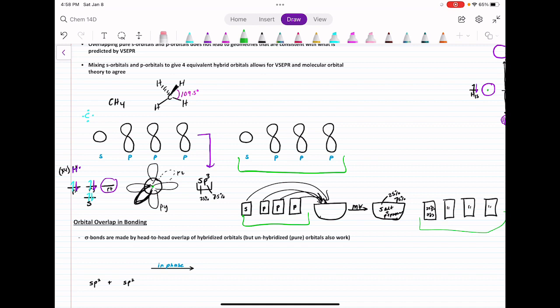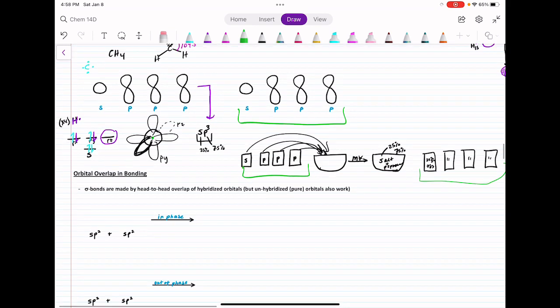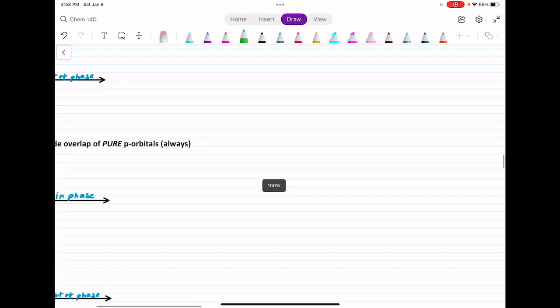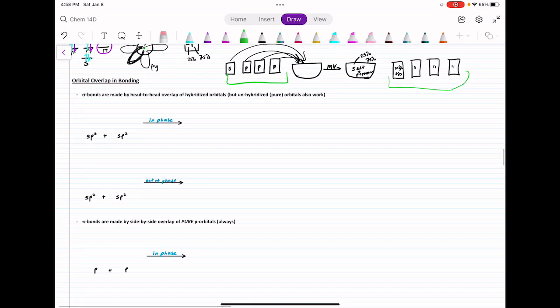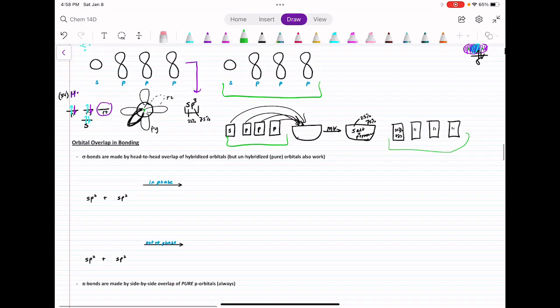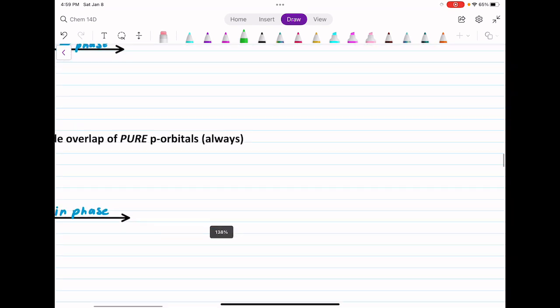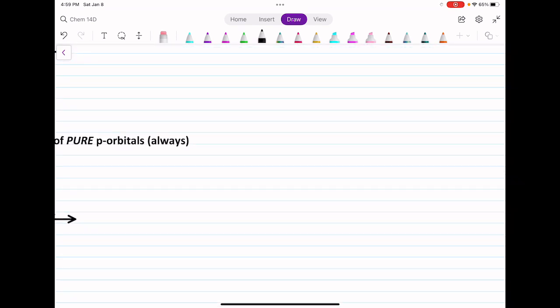Okay, so now let's see, where do we want to go from here? We're going to talk about orbital overlap and bonding, and for right now, I'm just going to tell you that the only way to make pi bonds, so we can make sigma bonds and pi bonds. I'm going to skip ahead to this just briefly because it's important in understanding why we may or may not hybridize orbitals. Whenever we make pi bonds, these need to be made of pure p orbitals.